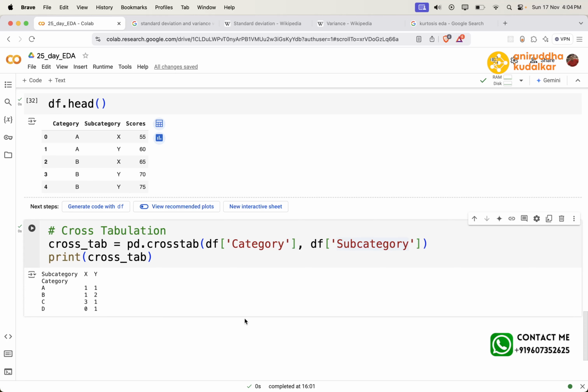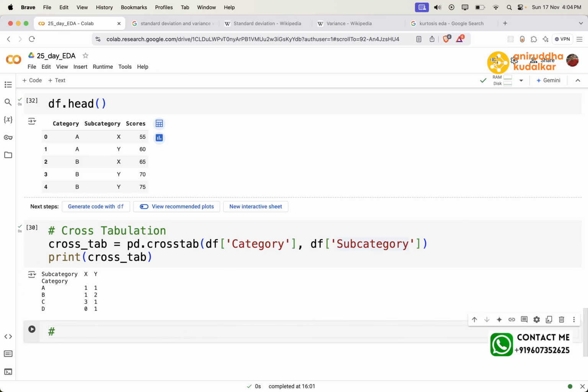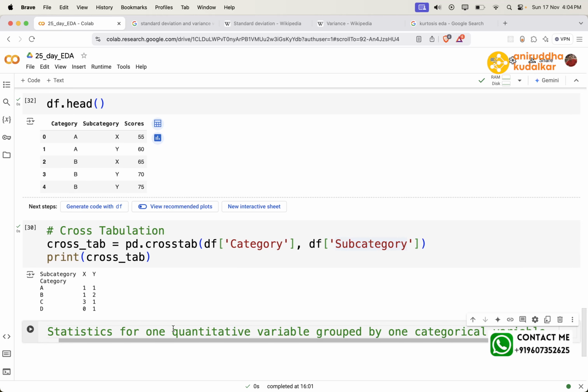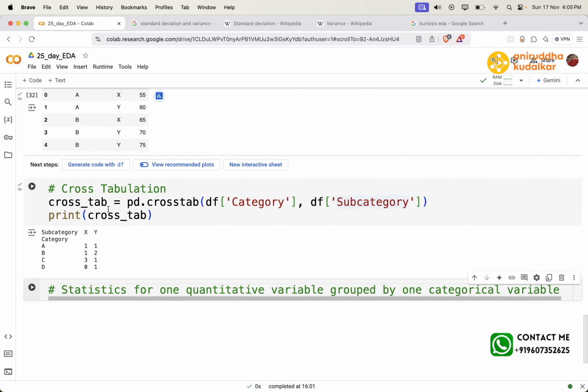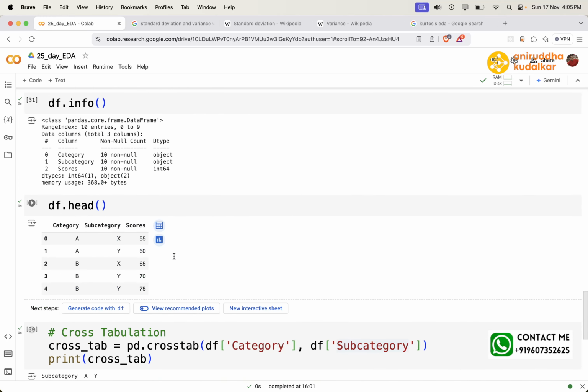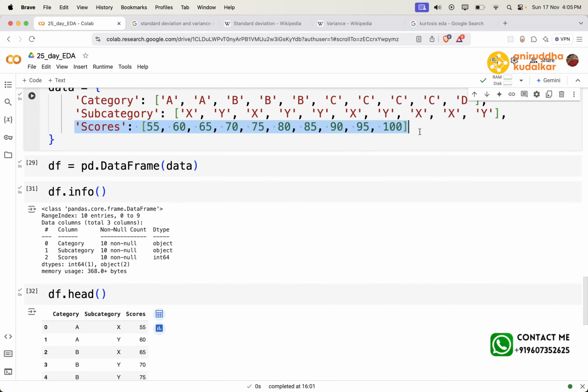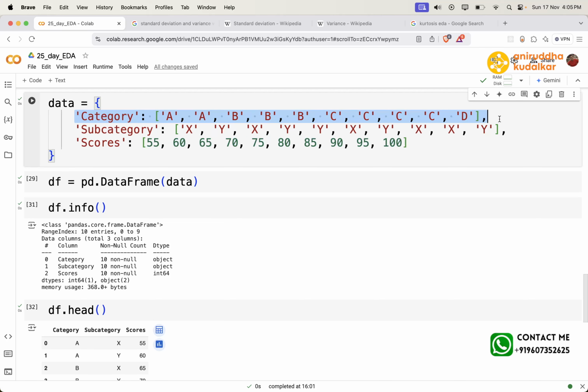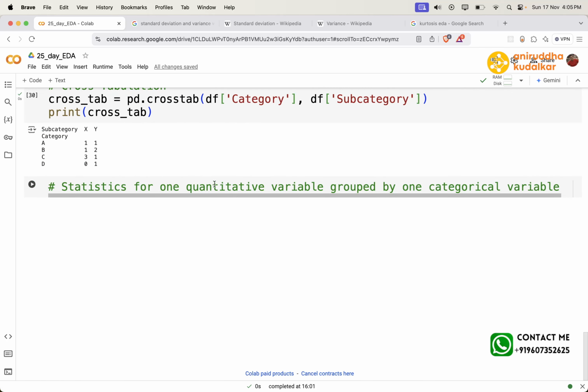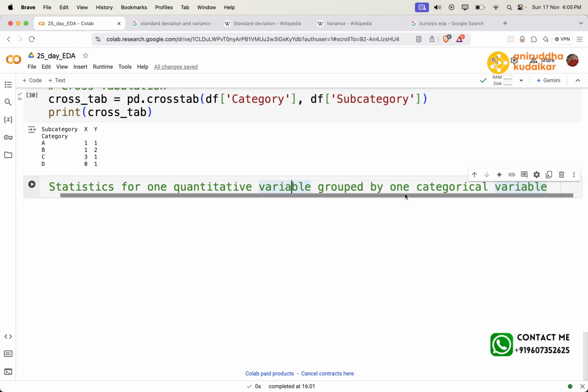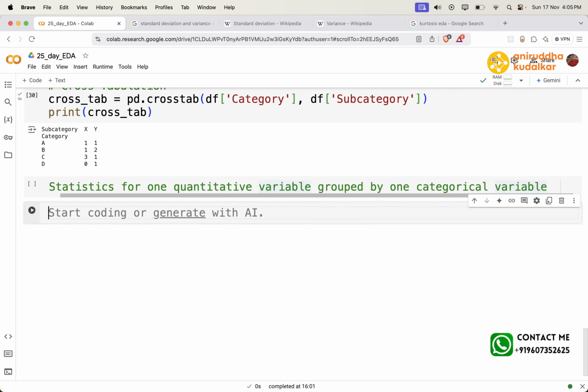Now second, the statistics. Again, when you talk about the statistics of the quantitative variable, mean, median, like that. So statistics for one quantitative variable grouped by the categorical variable. So remember that. Statistics for this quantitative variable with the help of one of the categorical, right? Statistics for one quantitative variable grouped by one categorical variable.